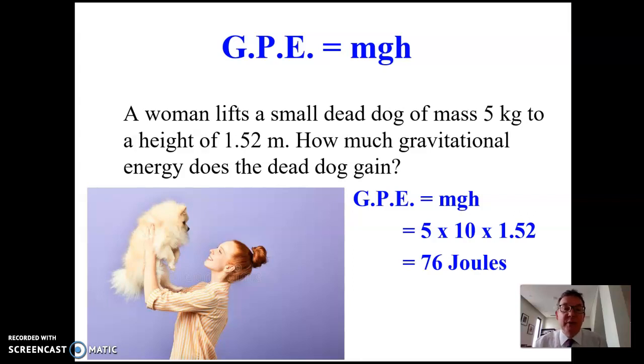So it's gained, it has now more gravitational energy. Okay, so as usual, physics is really simple. We write the formula down. That's probably the hardest thing, remembering that formula. We then put the numbers in.